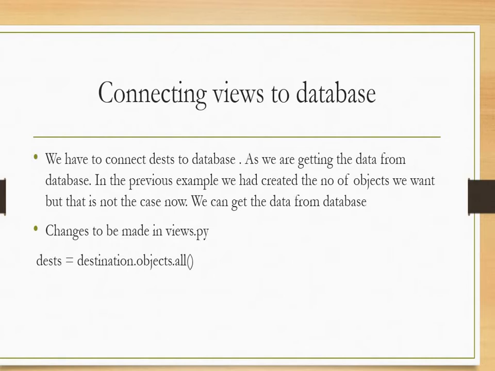So where are you going to make the changes? You are going to make the changes in views.py. So what changes are you going to make? dest is equal to destination.objects.all. So this is done. In the previous example, we learned about creating the objects, and according to the objects we are calling those objects.